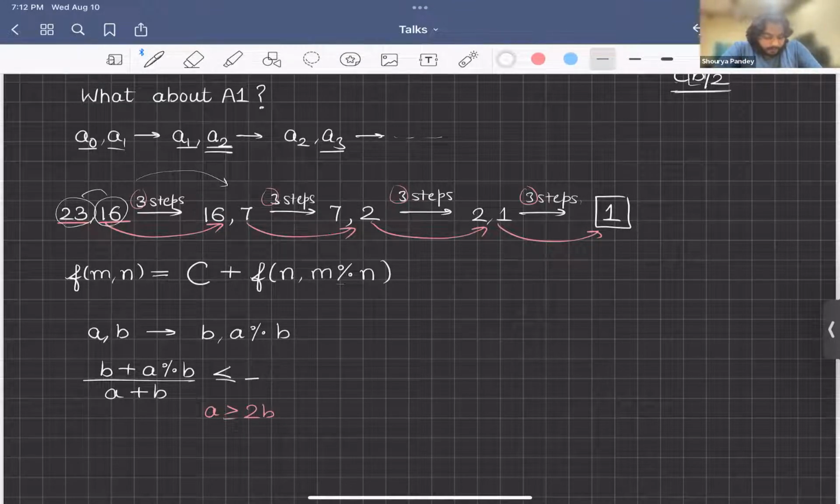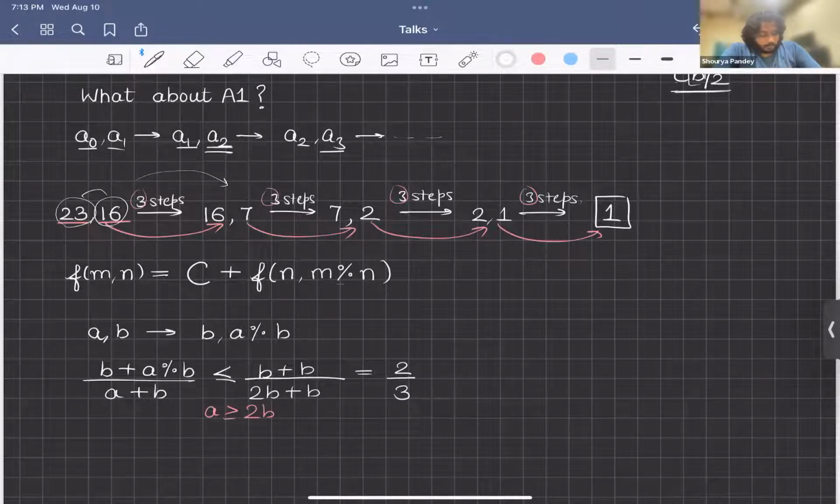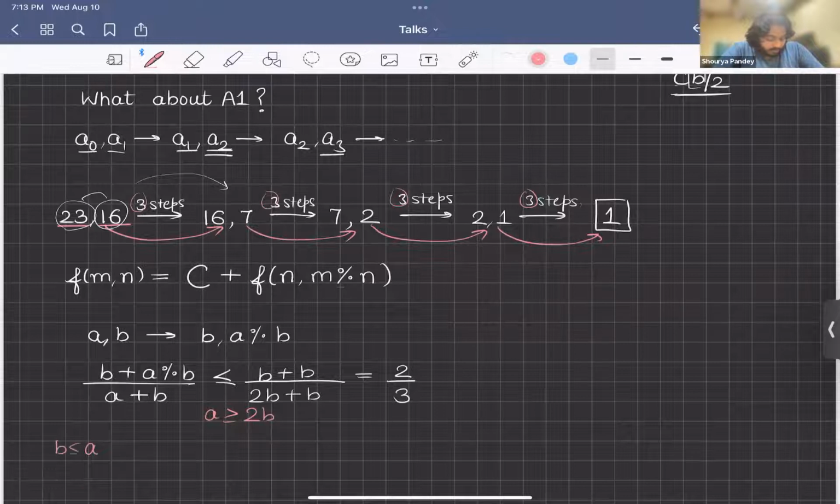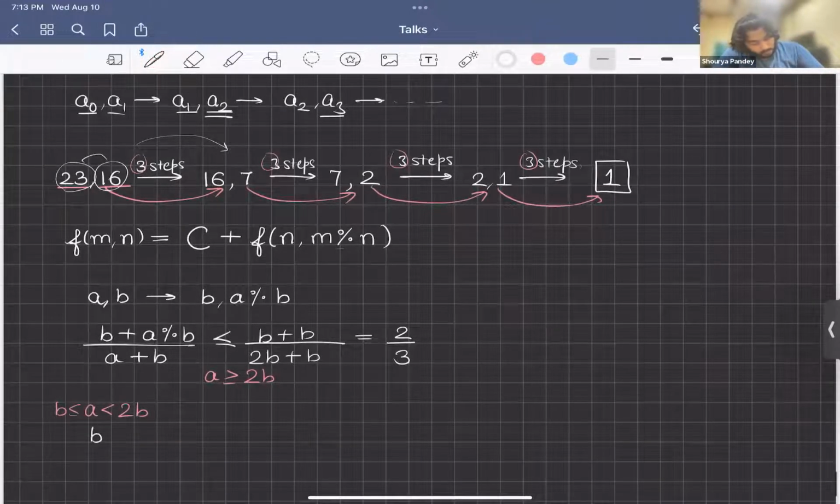So if A is at least 2B, then you can say that this is at most 2B plus B, and A mod B is at most B, right? So this is 2/3. And what happens if A is less than 2B, but it's always at least B? Then what can we say?